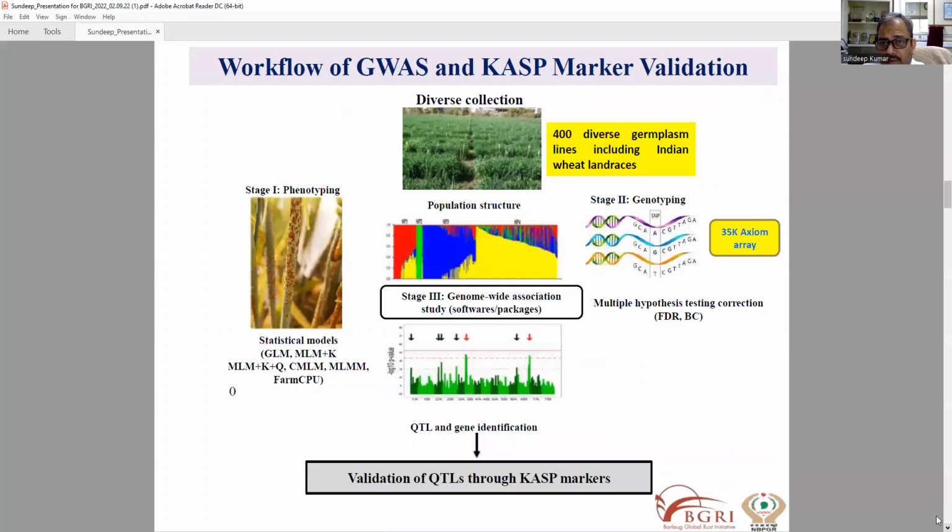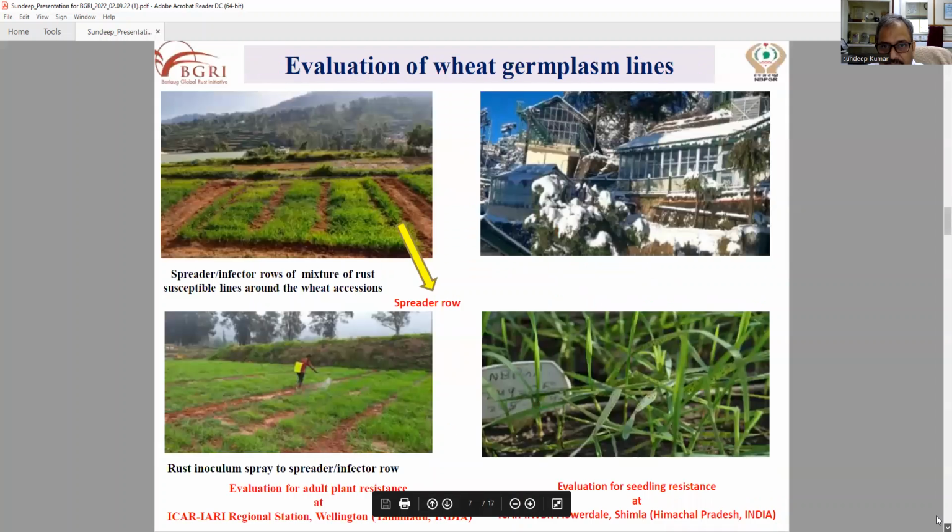we used a panel of 400 diverse germplasm lines for the identification of QTLs for seedling as well as adult plant resistance to stem rust. We did phenotyping for seedling resistance as well as adult plant resistance. We did genotyping using a 35K exome array. We used this 35K data to know about the population structure. A diverse panel was there, and on this diverse panel, using different models, we identified the QTLs and the genes, and we validated them through the CAPS markers.